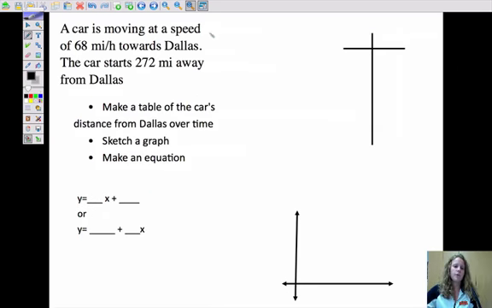A car is moving at a speed of 68 miles per hour towards Dallas. The car starts 272 miles away from Dallas. So pause the video. This is a lot like the one of Ben walking home, and make a table, graph, and equation for this information.